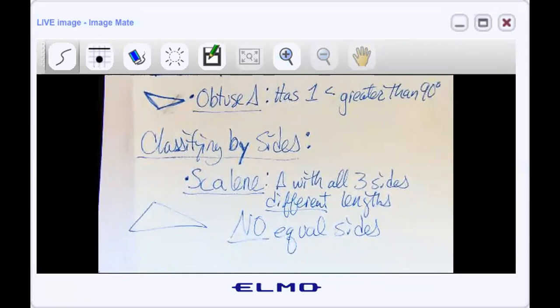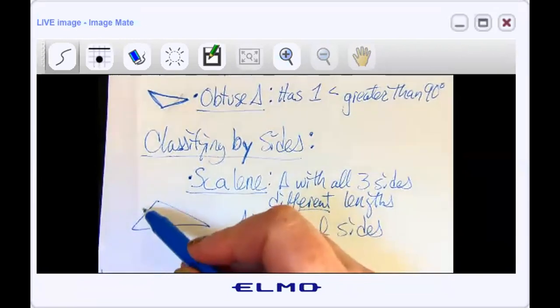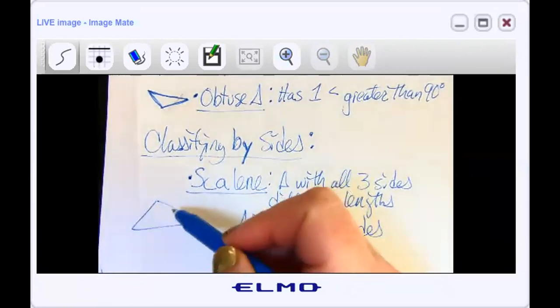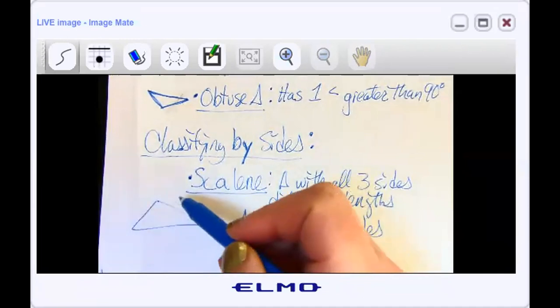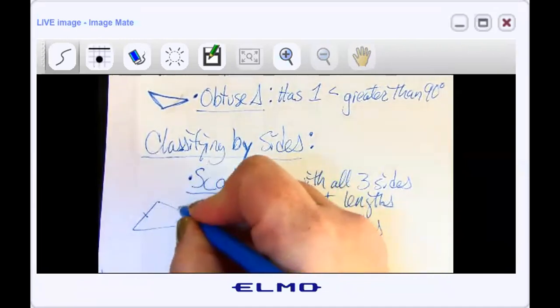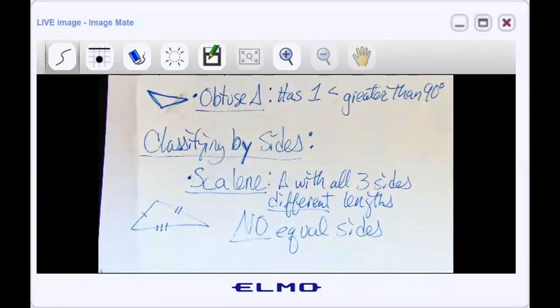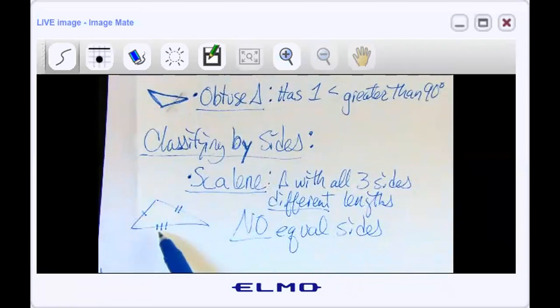So one way that I can show you that all three sides are different lengths, well, you have two ways. I can actually put measurements, like I could say this is 3 inches, 4 inches, 5 inches, or you can mark them with different slashes. So if I put 1, 2, 3 slashes, that indicates to you that all three of those are different lengths. I don't know what they are, but none of them are the same.